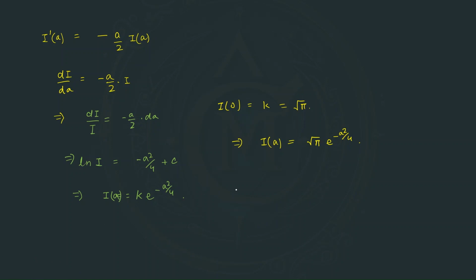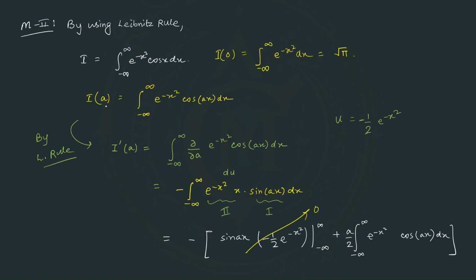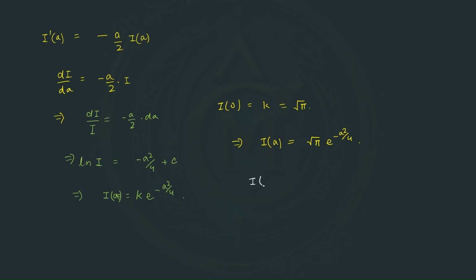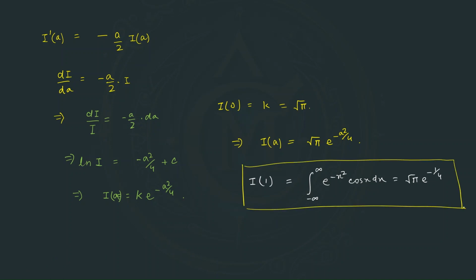Now here we have to find the value of I of 1, because if we put a equal to 1, we will get this integral. That means we get the value of I of 1, which is equal to integral from minus infinity to infinity of e to the power minus x square times cos x dx. It will be equal to root pi e to the power minus 1 by 4. So this will be our answer. I hope you understood both the methods to solve this problem.